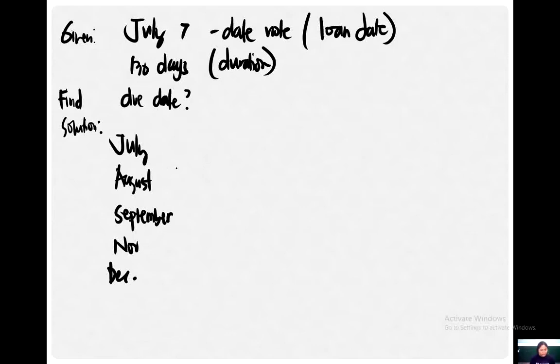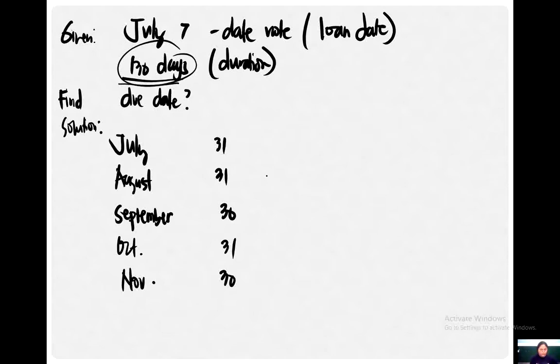Okay, so July, we have how many days? We have 31. August, we have 31 as well. September, we have 30. October, we forgot the October, class. October, 31. November, we have 30. So if we add them together, how many? 31 plus 31 plus 30 plus 31 plus 30, we have 153 days. So nakalagpas na tayo dun sa quota natin na 130 days.